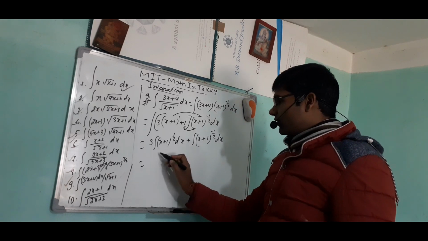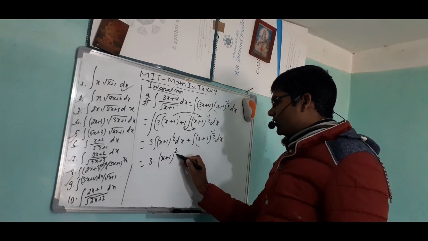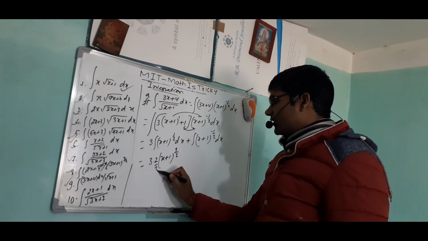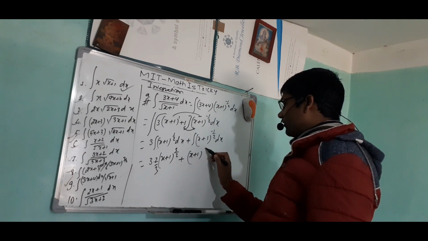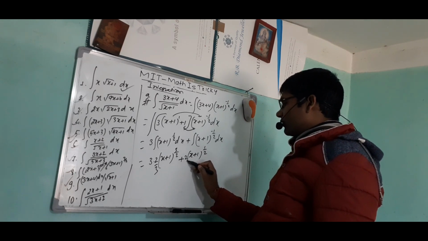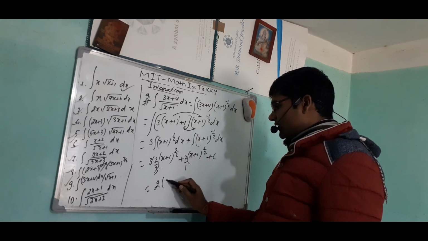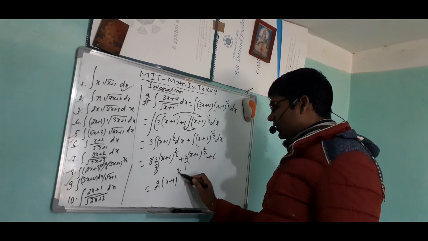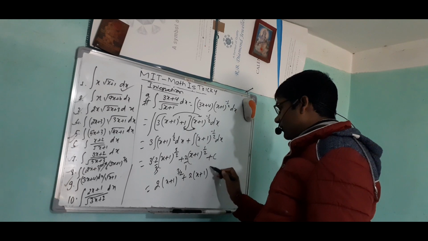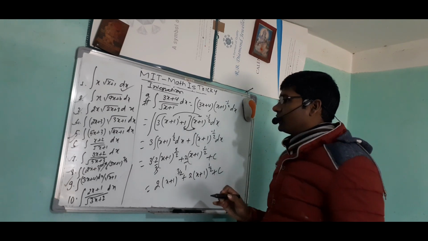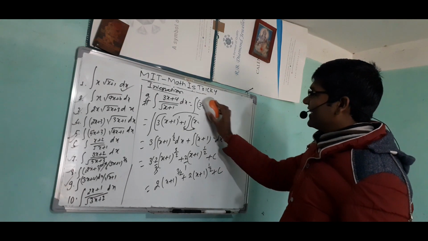So by the formula we get 3, and the power of (x plus 1) is 3 by 2, so 2 by 3 will be there, plus here (x plus 1) power will be 1 by 2, so 2 by 1, plus c. So we get the answer as 2 times (x plus 1) to the power 3 by 2 plus 2 times (x plus 1) to the power 1 by 2 plus c. This is our final answer. Hope you are understanding this.